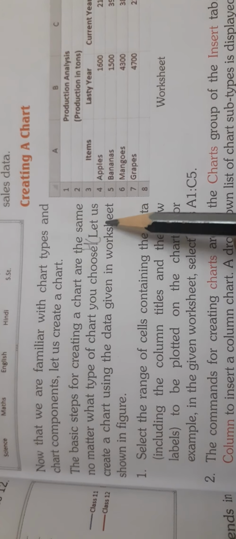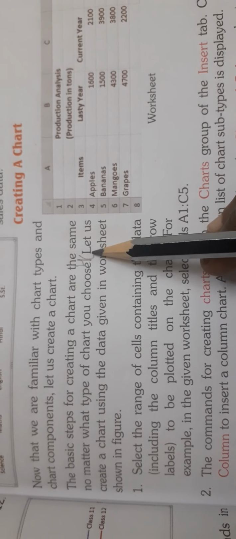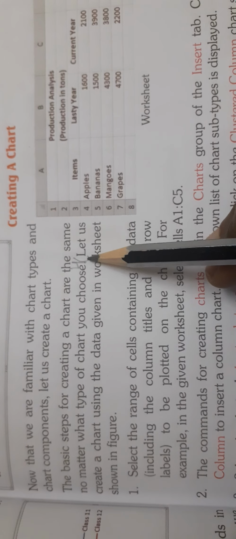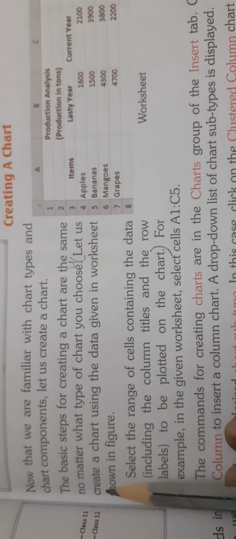Let us create. Creating a chart side heading is there, no? In there, second paragraph, from here onward, second paragraph, second line. Let us create a chart using the data given in worksheet shown in figure. From here onwards, in the first point you should write up to here, chart. Enough. First point only you should write up to here.